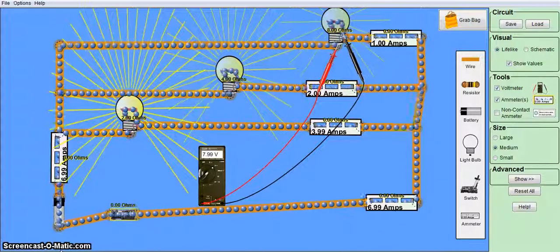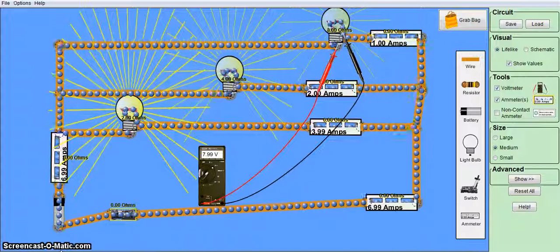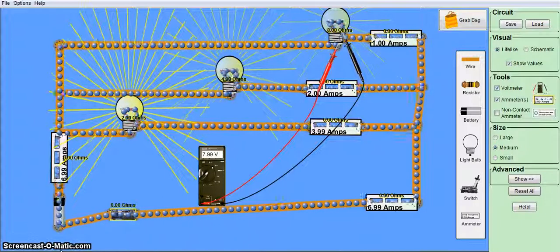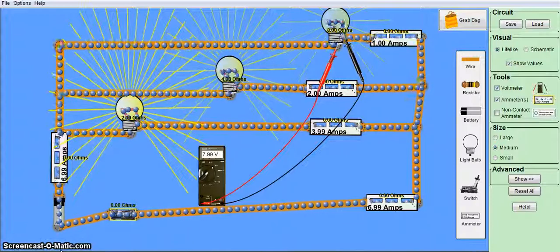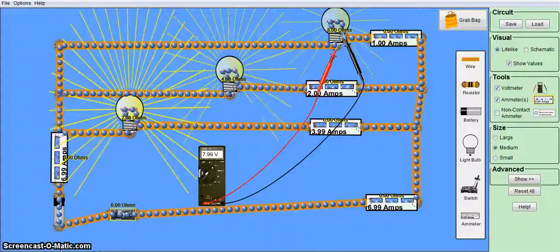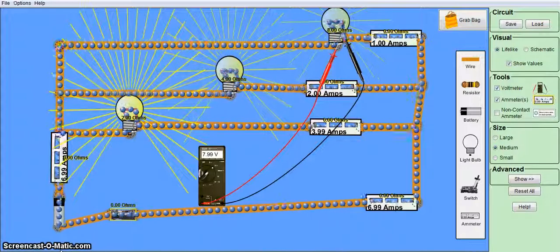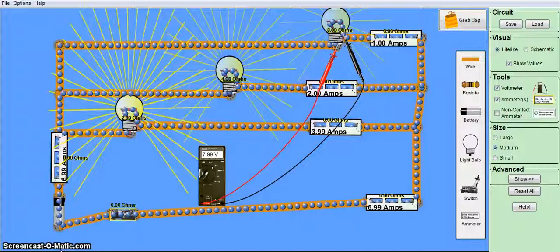Okay, so one of the most important things here is that for a parallel circuit, the voltage going in to each part is going to be the same for each electrical component. In this case, the voltage going into the 2, 4, and 8 ohm resistors is 8 volts, so the voltage across each one is 8 volts.